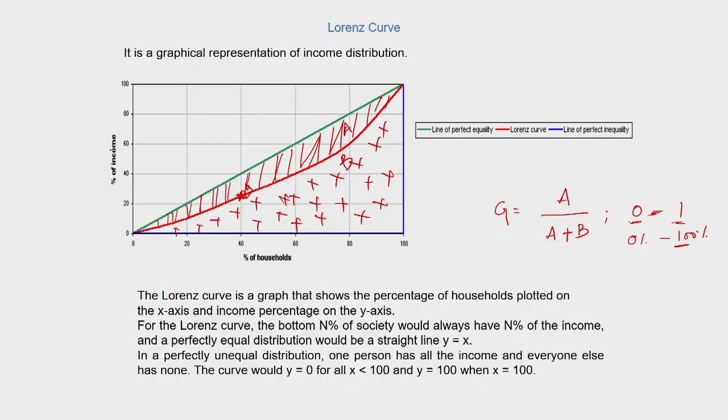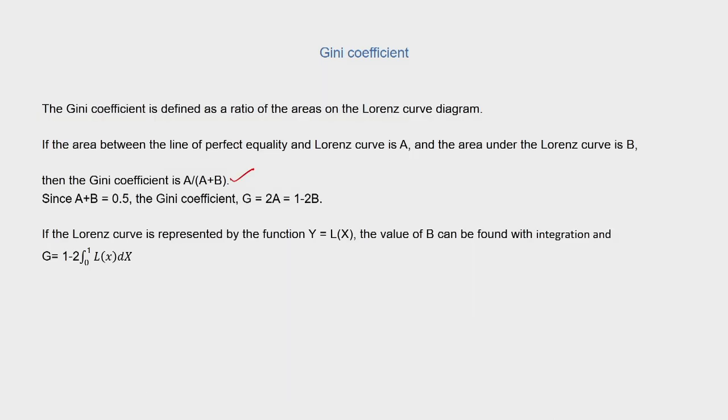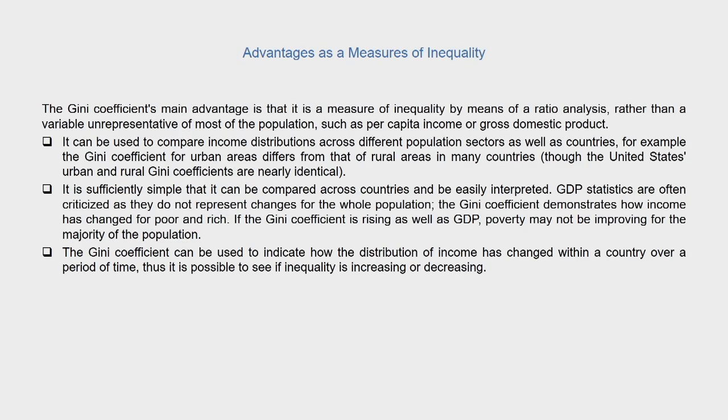So, instead of percentage of income, we can also show the percentage of land holdings on the y-axis, which will tell us the correlation between the percentage of households and the percentage of land holdings. In that sense, this is a very good indicator of the levels of inequality within a country with respect to income, wealth, or any other assets that may be. So, the Gini coefficient can be used to indicate how the distribution of income has changed within a country over a period of time. So, it is possible to see if inequality is increasing or decreasing.